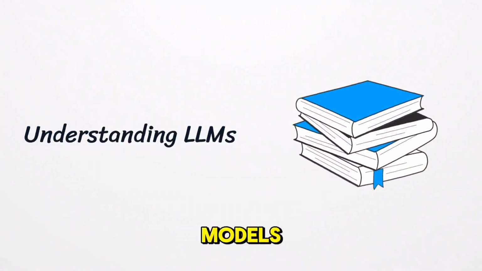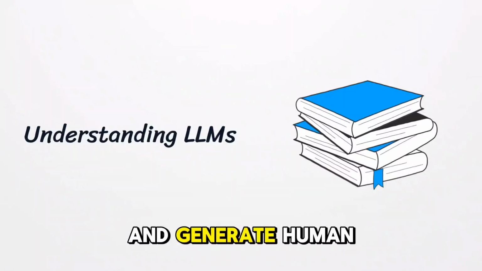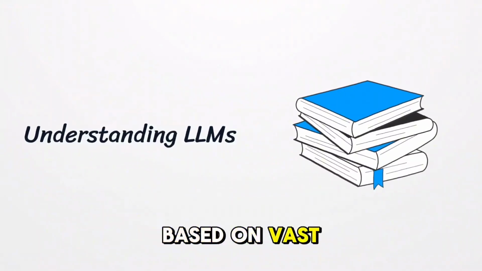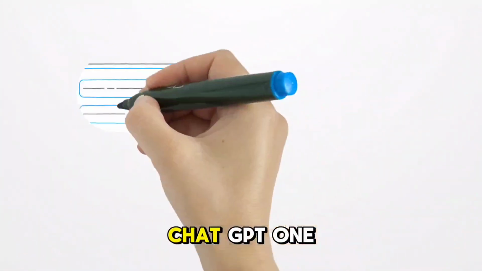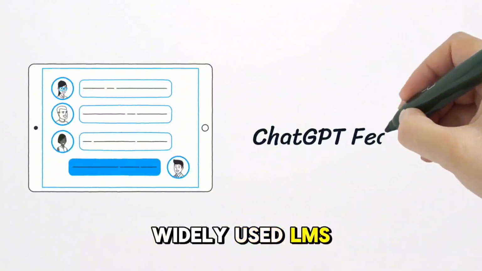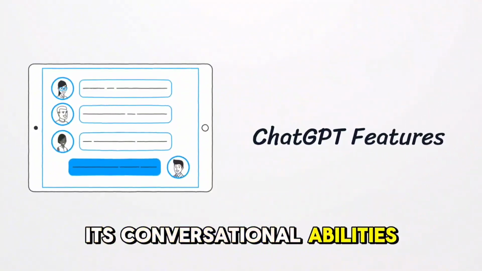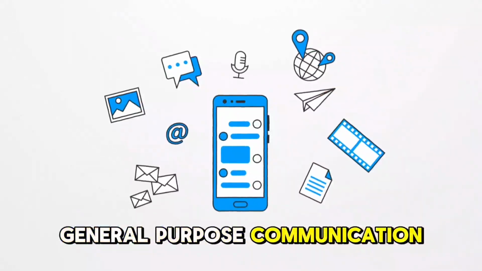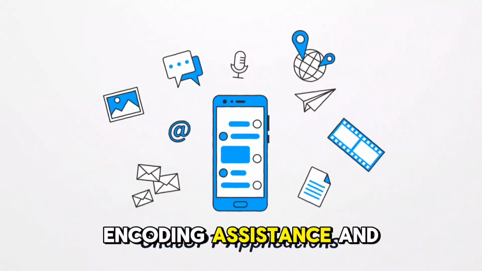These are AI models designed to understand and generate human-like text based on vast amounts of language data. ChatGPT, one of the most widely used LLMs, is known for its conversational abilities. It's designed for general-purpose communication, coding assistance, and creative writing.